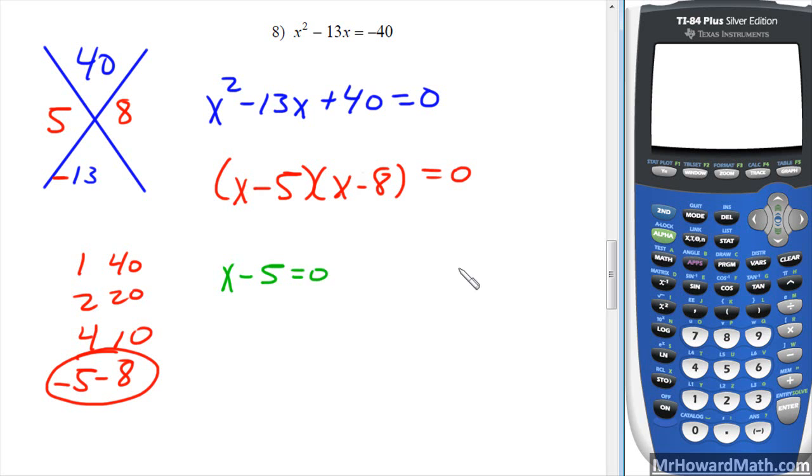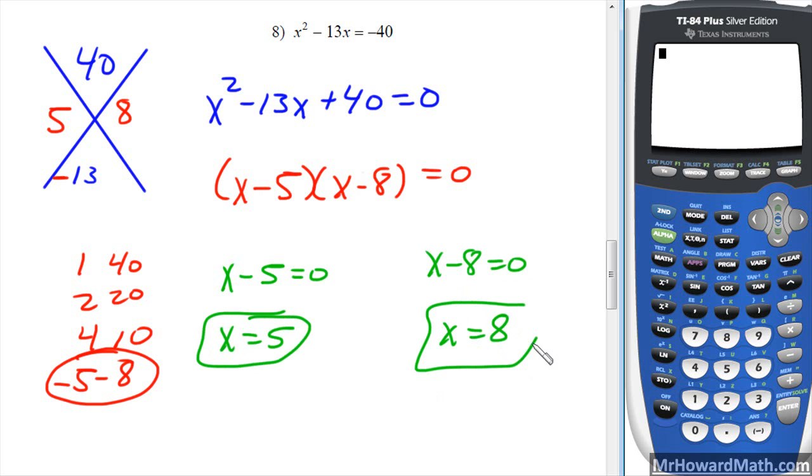X minus 5 equals 0. X subtract 8 equals 0. So x equals 5 here. You need to get used to shortcutting that little pattern there. And x equals 8. So this parabola crosses at x equals 5 and x equals 8.